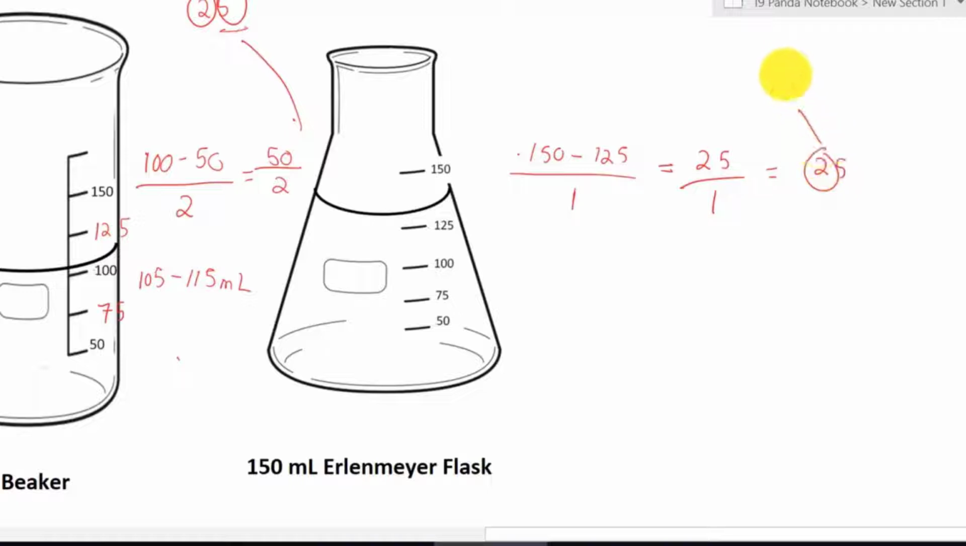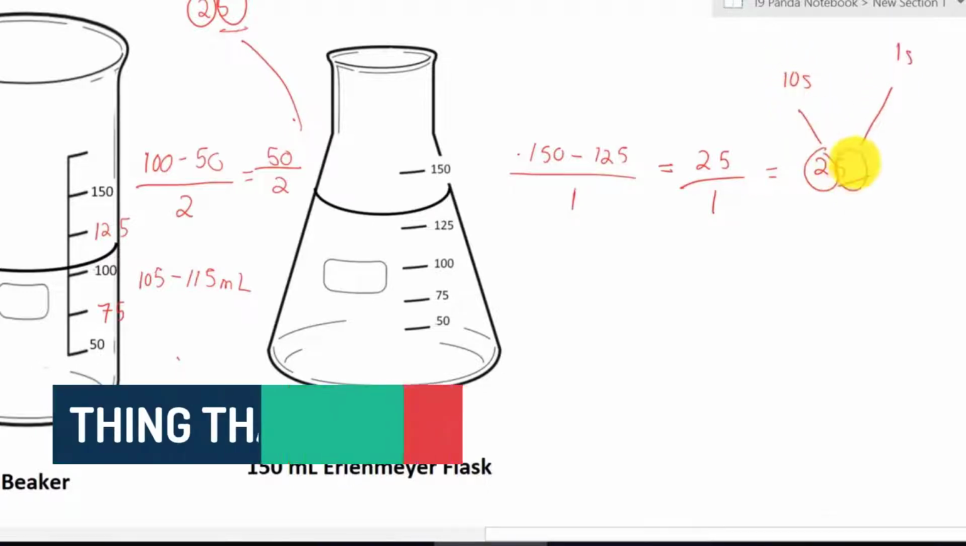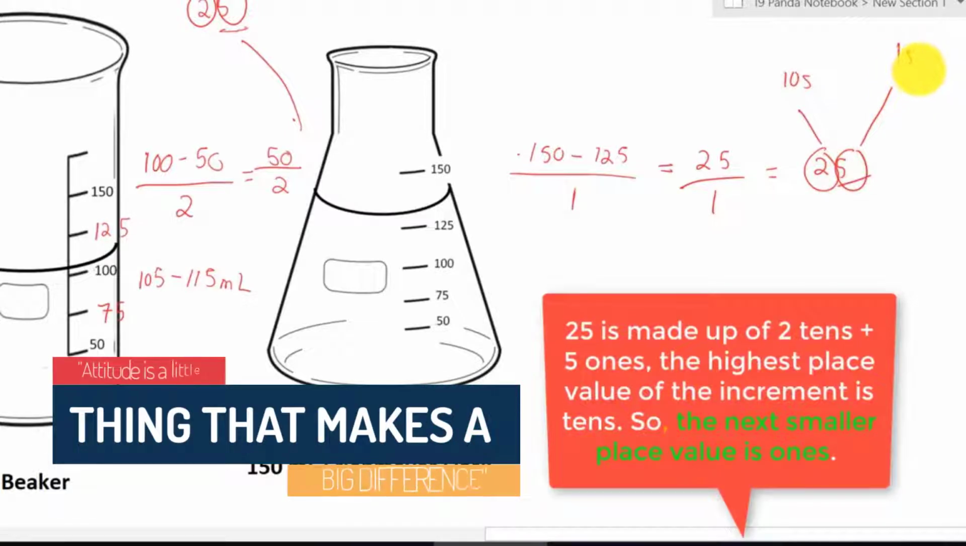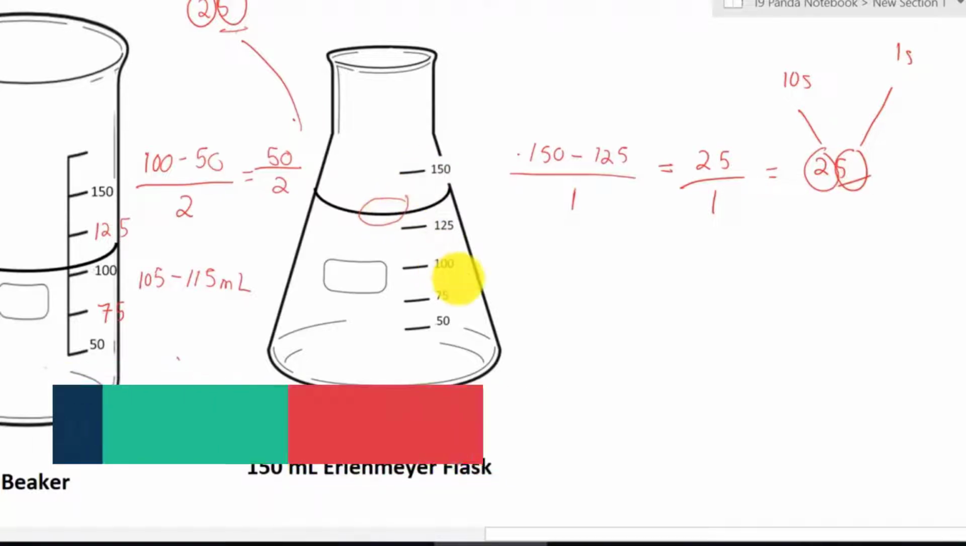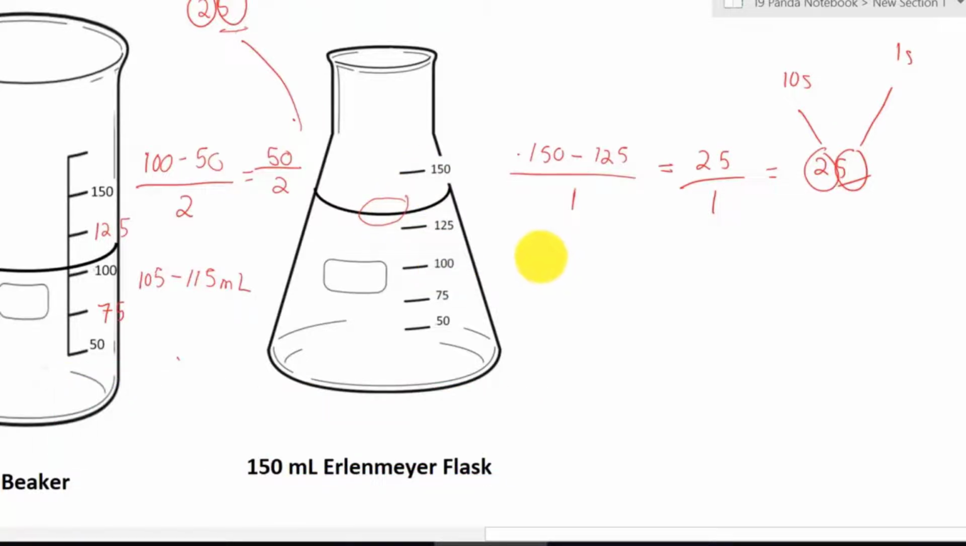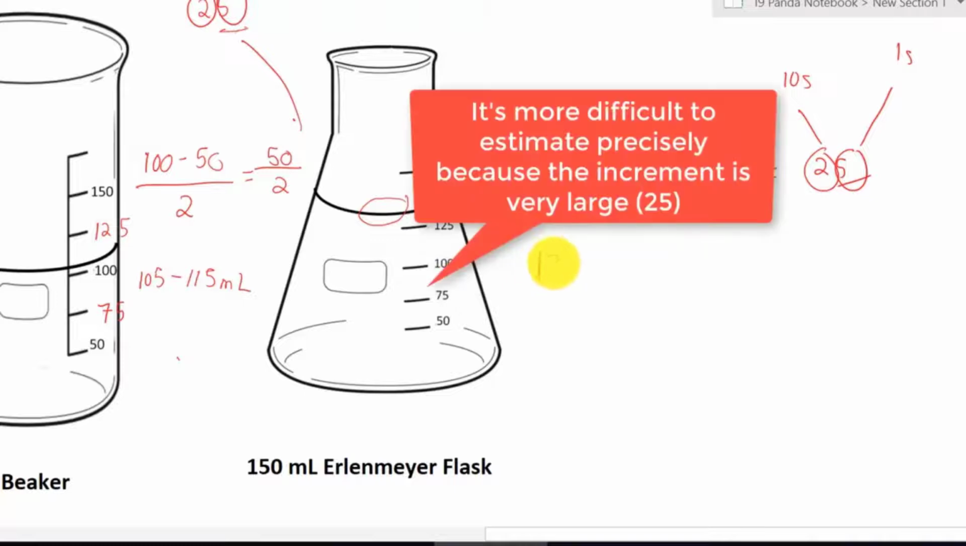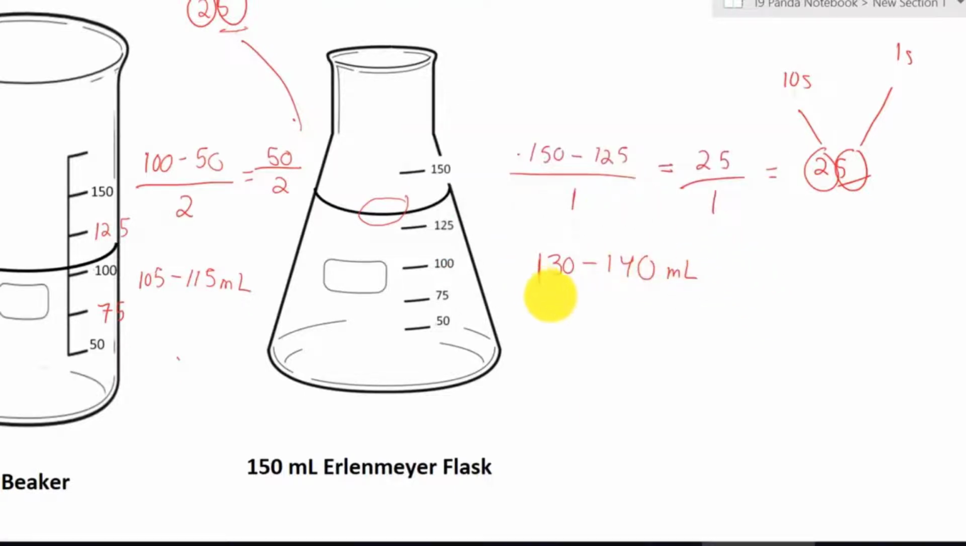The same thing, your 2 is going to be your tenths. So your 2 will be your tenths, your 5 will be your ones. We estimate on the ones. And our meniscus is right here. So that will be between 130 to 140. Notice the answer is very broad because the value of the increment is very large.